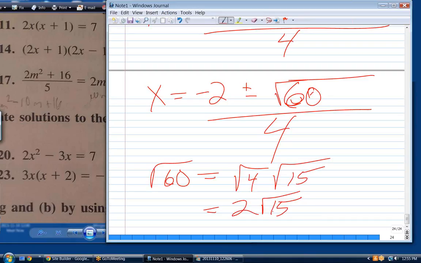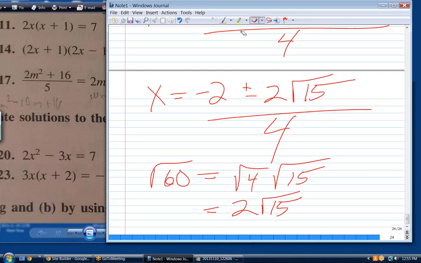Now notice root 15 becomes root 5 times root 3, but that is not helpful, so we leave it as root 15. I don't want to turn this into 2 radicals, ever. I want to turn it into a radical and a whole number if I can, but I can't do that with root 15. I can only turn it into 2 radicals, root 5 times root 3, so I leave it as root 15. So I place that as 2 root 15.